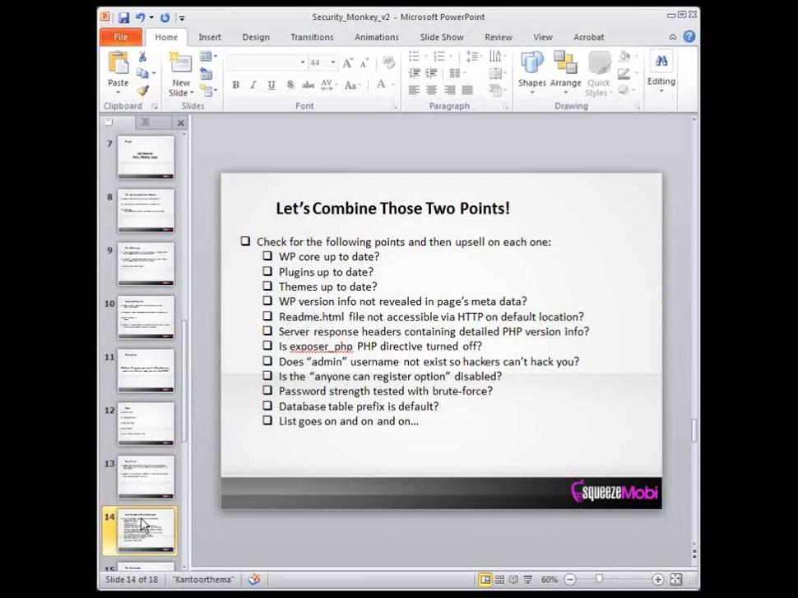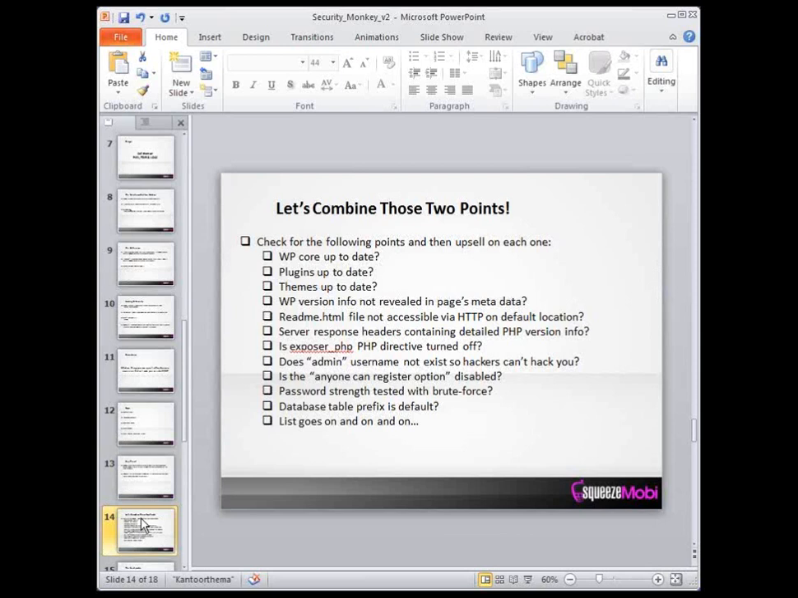Okay? For example, if WordPress is up to date, can you really upsell on that? That would be maybe a little bit of a harder case. But plugins, are the plugins up to date? Are the themes up to date? Now, something that gets a little bit more in depth, because business owners won't really understand it, is the WordPress version info not revealed in the page's metadata. What about the readme.html file? What about the server response headers? Are they containing detailed PHP version info?